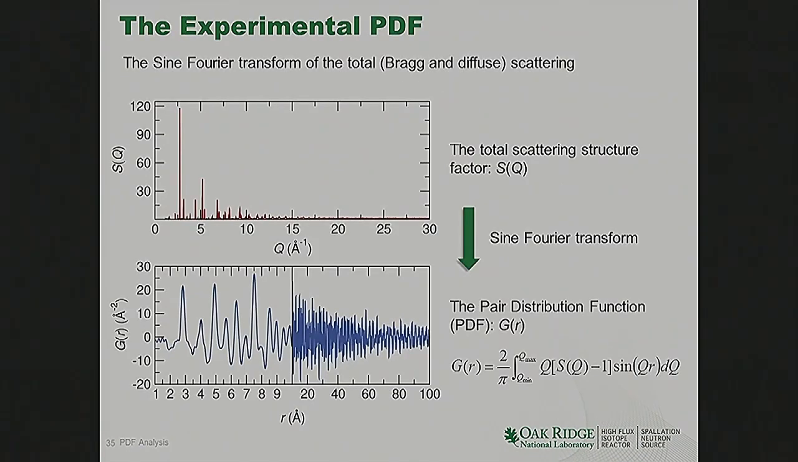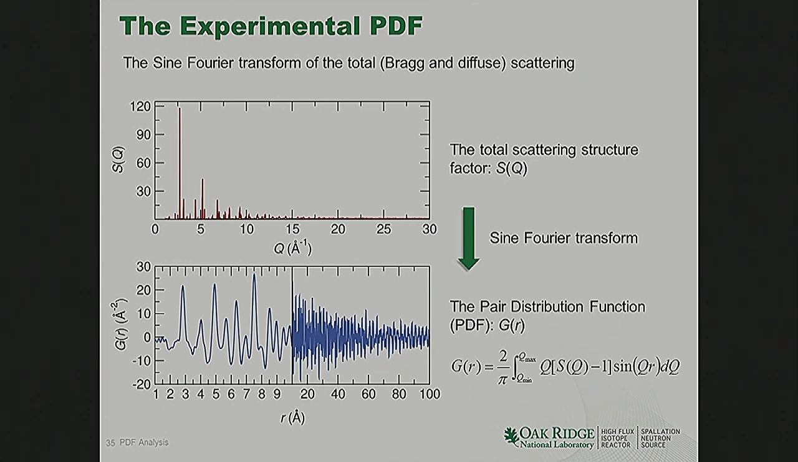Okay, so we do all those corrections. And by the way, it's really important to measure the background carefully. When you're looking for diffuse scattering, it's typically a very small signal in the presence of Bragg scattering. So you really need to know very well what's the scattering from your sample and what's scattering from everything else in the environment.